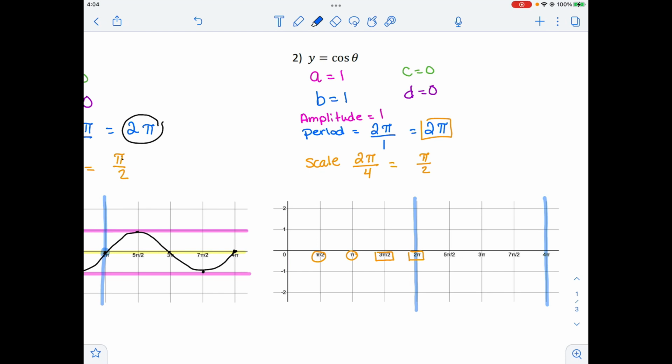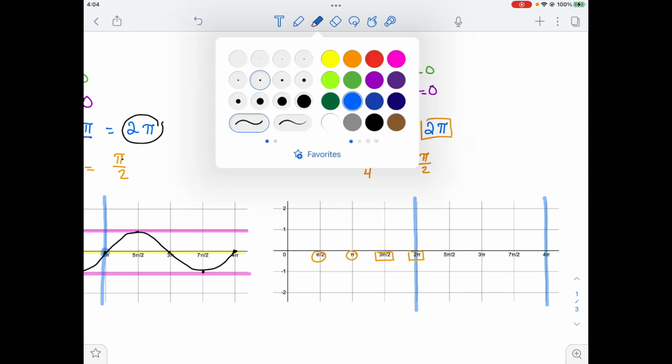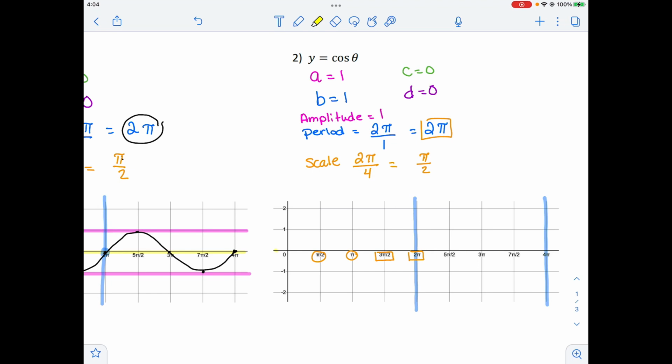We have no vertical shift. We know that our midline is our x-axis. So let's mark our midline here. Our amplitude is 1. We know that from our midline, we add our amplitude to get to our top. So our amplitude makes us have our top at 1 and our bottom at -1.